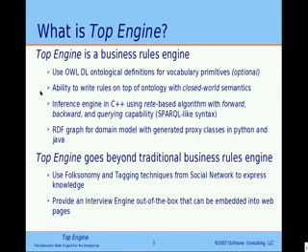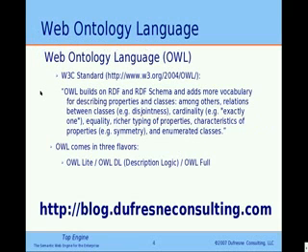The underlying domain model is represented as an RDF graph, and Top Engine also generates proxy classes in Python and Java from the ontology that provide access to the RDF graph without having to know all of the details of RDF. Top Engine goes beyond traditional business rule engines, where it uses tagging techniques to extend the ontology and define rules. That will be presented in the second part.